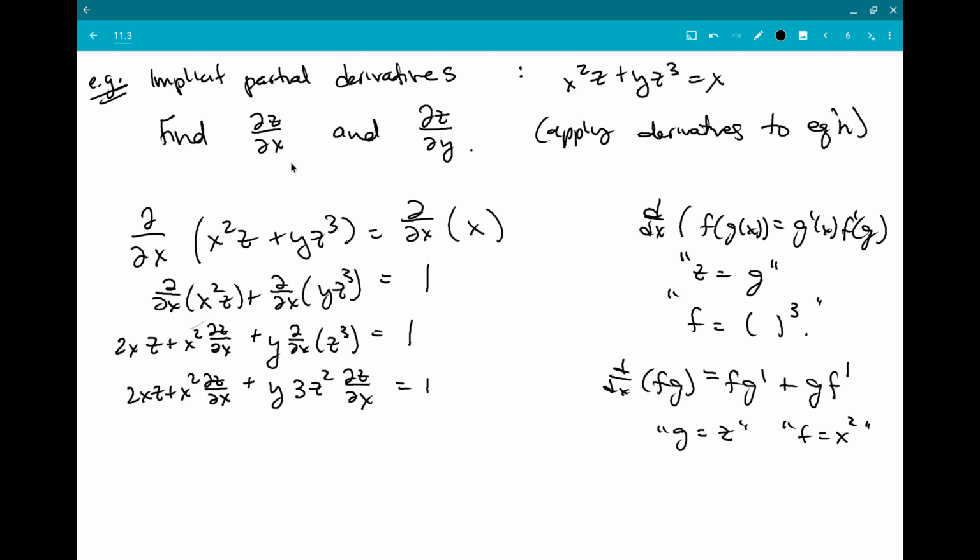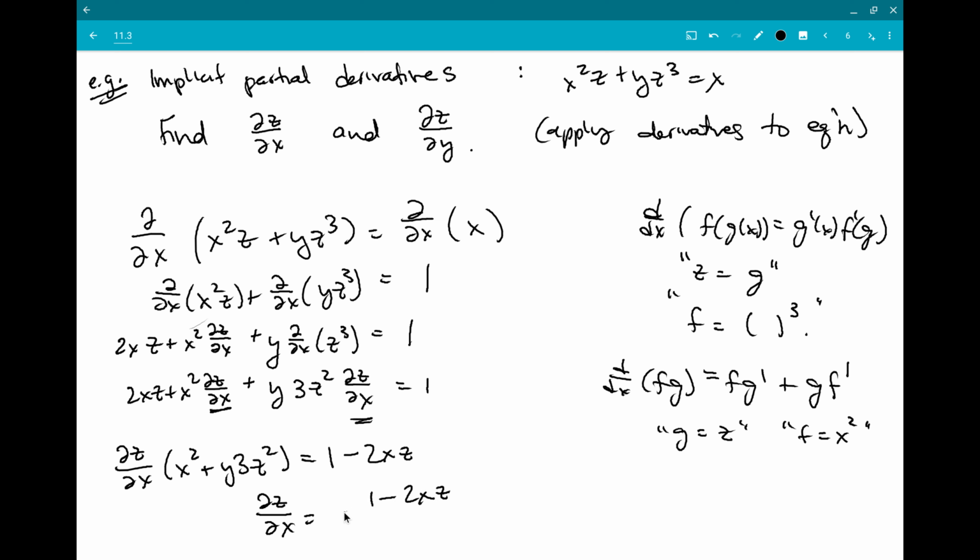Now I'm trying to solve for dz/dx. So here's dz/dx, here's dz/dx. I'm going to solve for it. I'll just pull it out front of everything. It's times x squared plus y^3 z squared, and it's equal to 1 minus 2xz. So dz/dx is 1 minus 2xz all over x squared plus y^3 z squared.